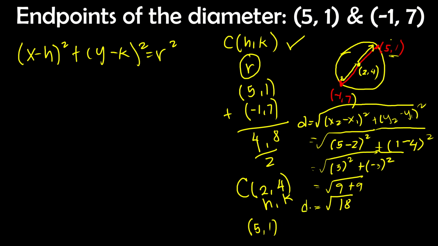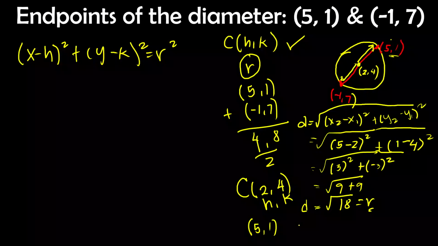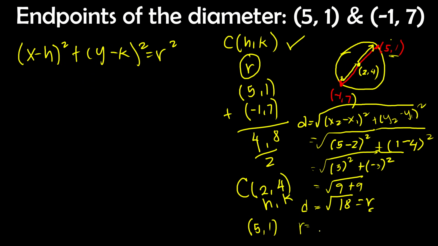Is that already our distance? Or is that already our radius? No. Because there is still a square root of 18, right? 18 can be expressed as the square root of 9 times 2, and 9 is a perfect square, so the square root of 9 is 3. So we have the radius is 3 square root of 2. Now we have r, which is 3 square root of 2.